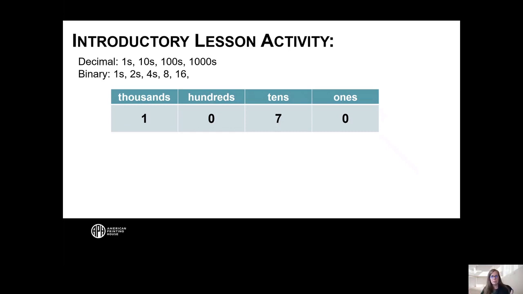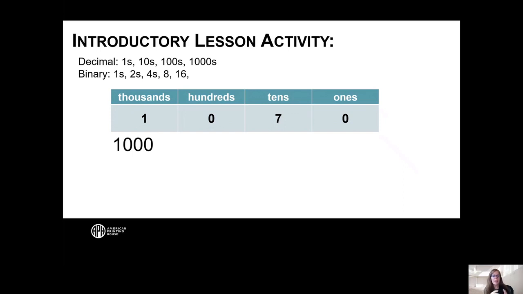So I have a table up on the screen in base 10, which is our decimal system, where we have, starting from right to left, ones, tens, hundreds, thousands. And below that, I have the number of each one of these that we have. So in the ones, I have 0 ones, I have 7 tens, I have 0 hundreds, and I have 1 thousand. So let's write this out fully so we can see what this number actually looks like.